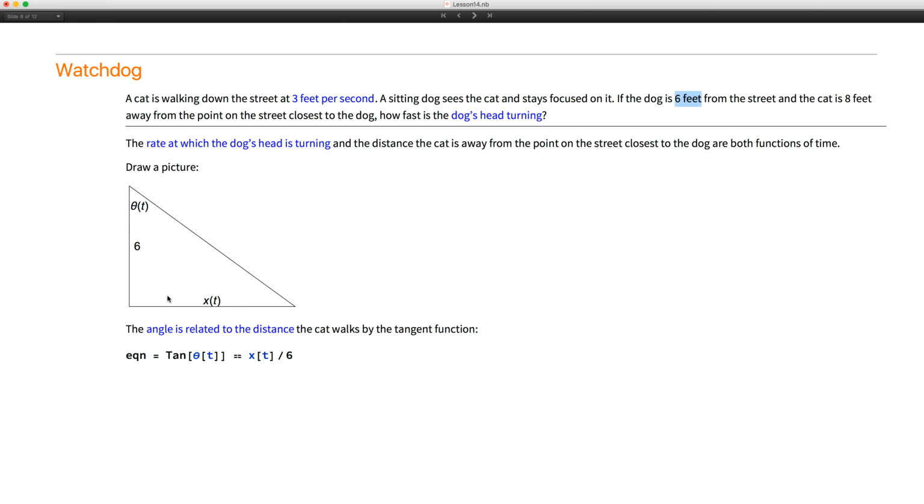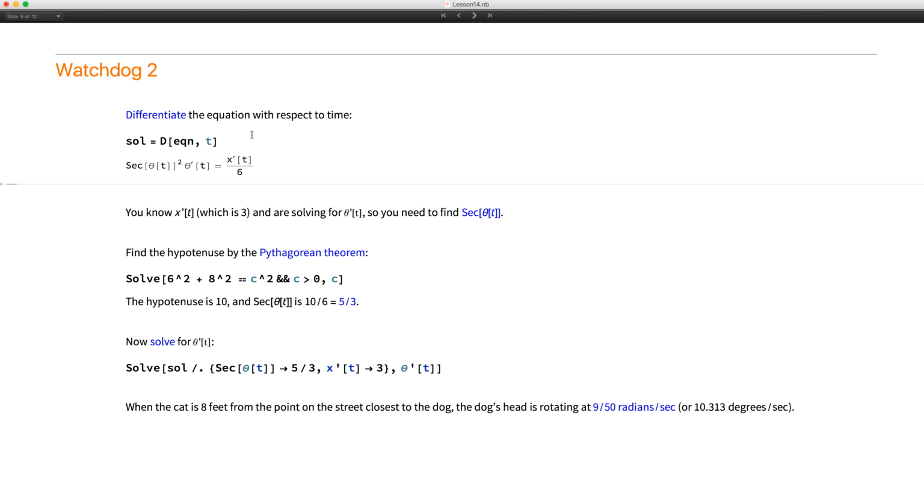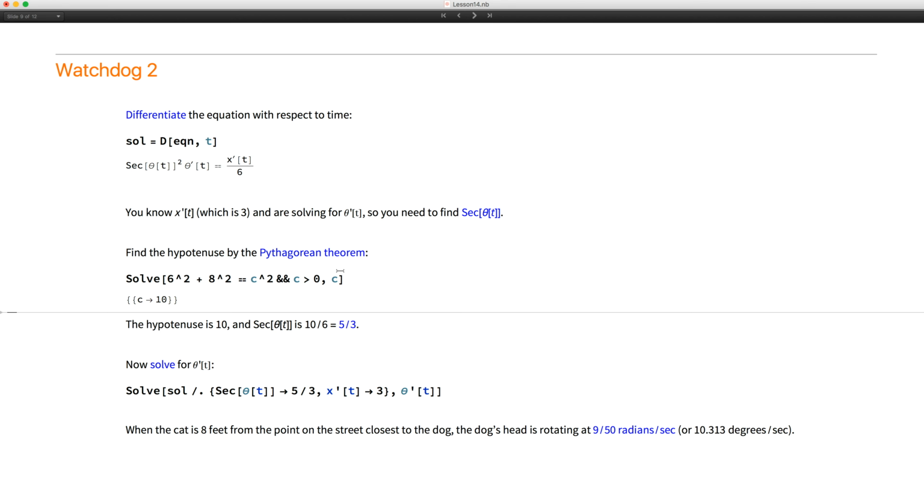Now, in this case, you have a right angled triangle, so you can use the tangent of theta as x of t over 6. Once you have a relation over here, then you can differentiate it, and you find that you have another relation for theta prime now, but now you need to know what the secant of theta is. Well, the point is that you have the Pythagoras theorem, so you use that to work out the hypotenuse of the triangle at that time. It turns out to be 10. Use that to find the secant, like I've done over here.